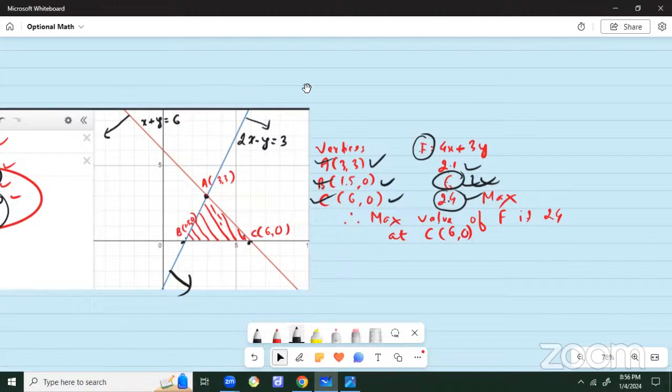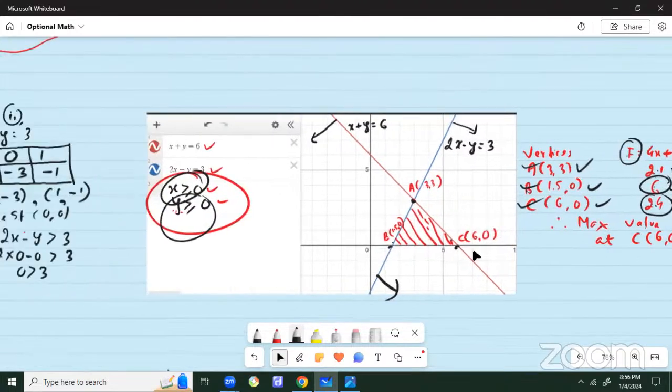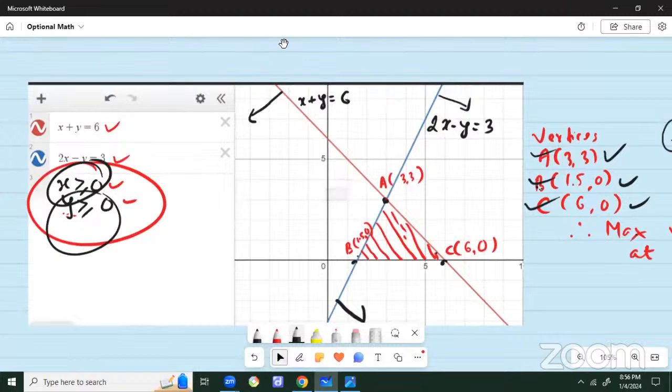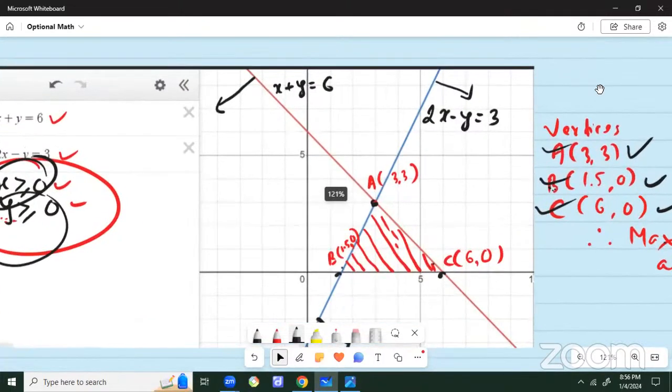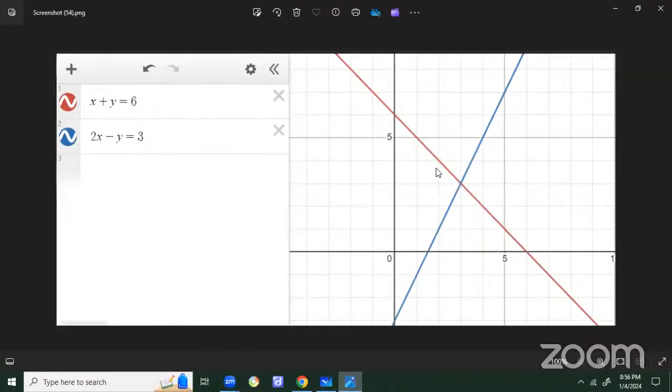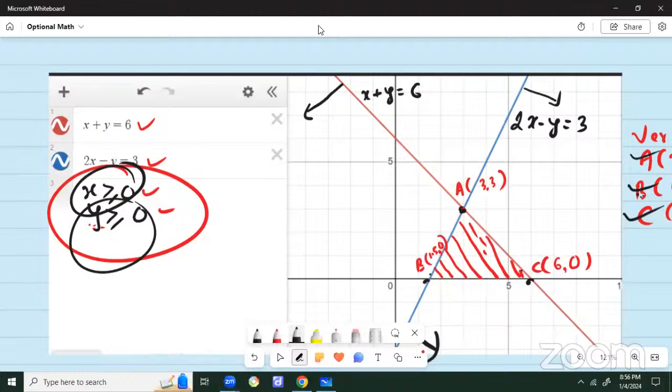Can you draw on your graph notebook now, like this? Can you draw? Yes, sir. Boys and girls, is it fine? Okay, all right then.